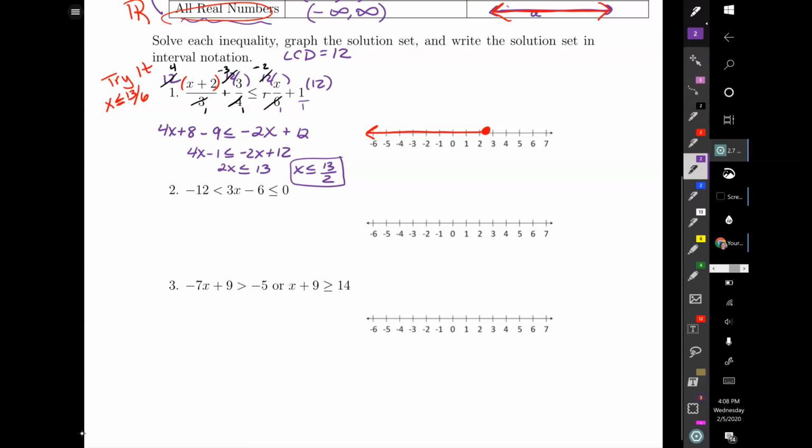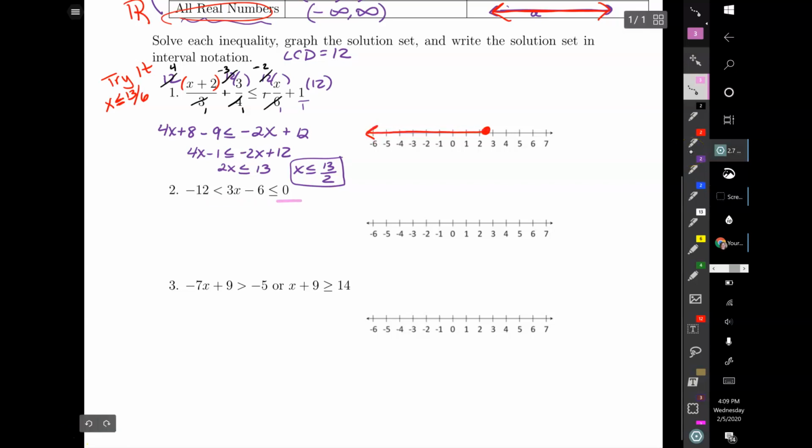Then we have 4x minus 1 less than or equal to negative 2x plus 12, and then simplify that down to 2x less than or equal to 13. And our final answer, like I said before, was x less than or equal to 13 over 2. And here's our graph.